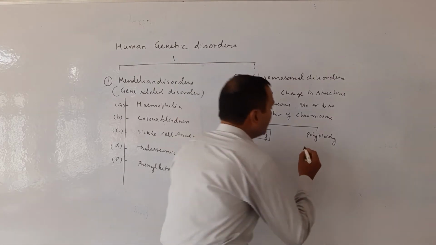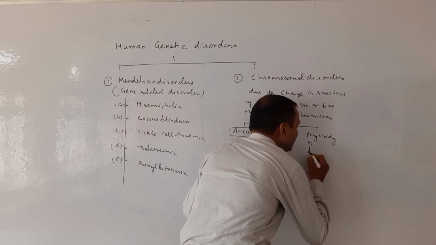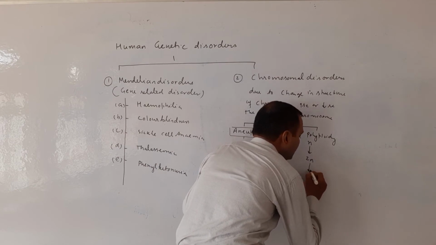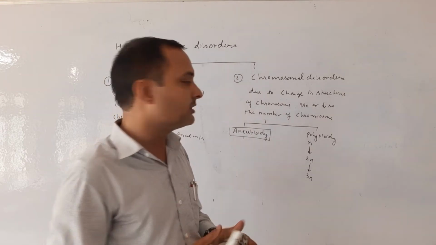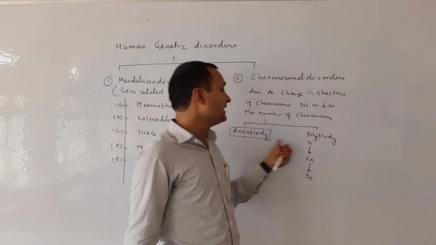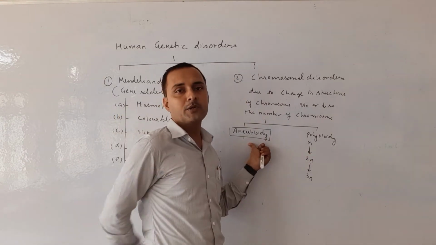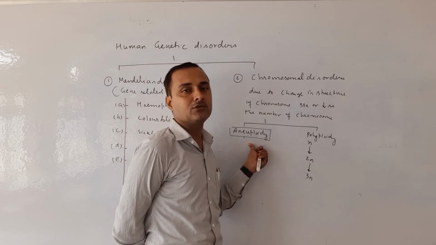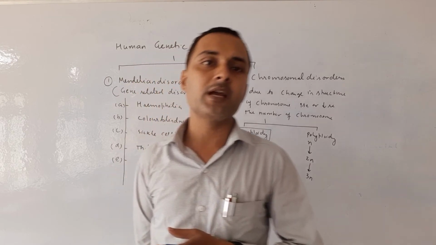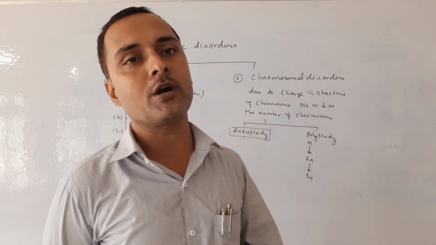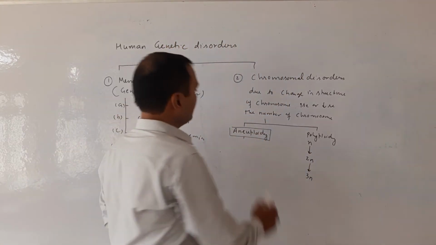For example, haploid changes into 2n, changes into 3n, like this. So when the whole set of chromosomes increases, it is known as polyploidy, and when the number of chromosomes increases or decreases from the diploid set, it is known as aneuploidy. Aneuploidy is further classified into two types: hypoploidy and hyperploidy.